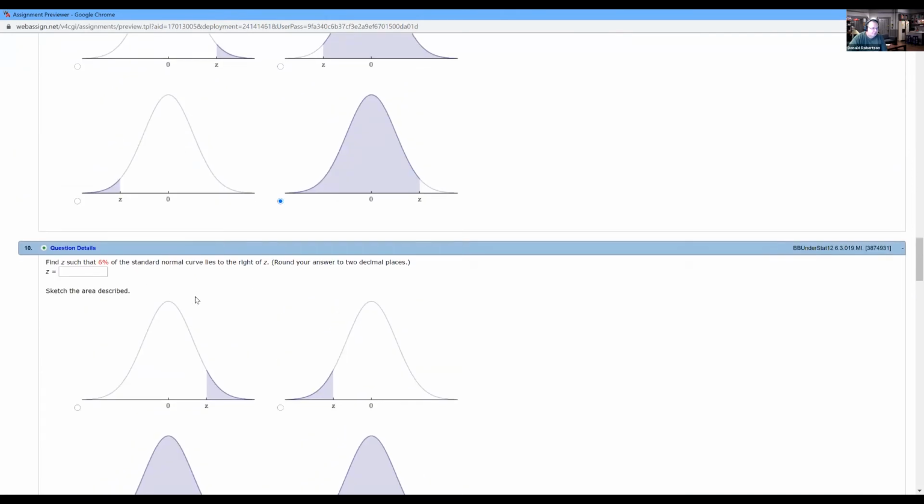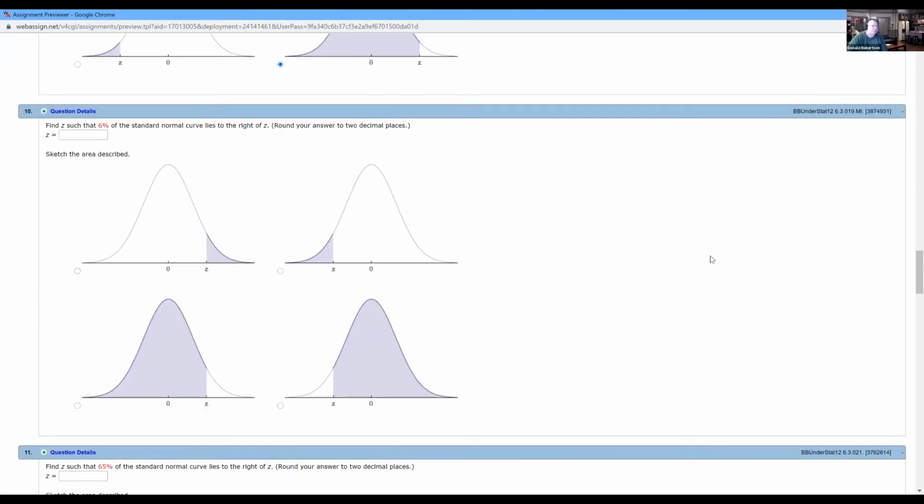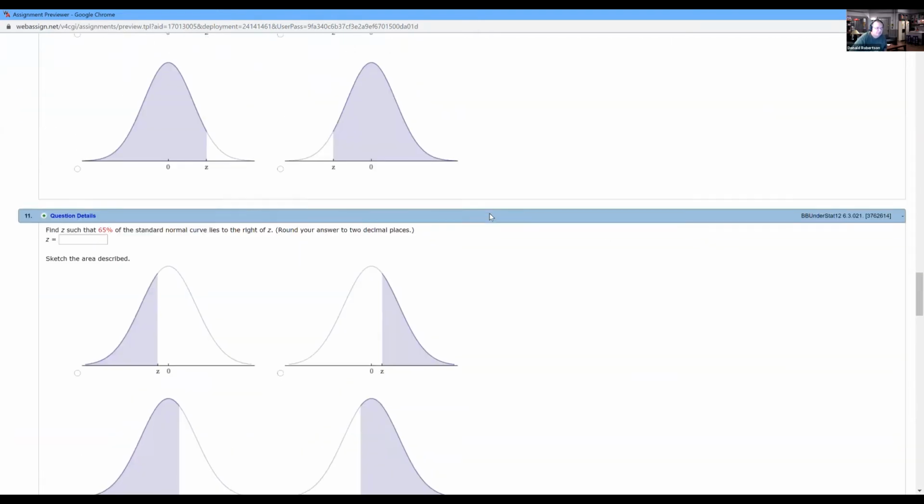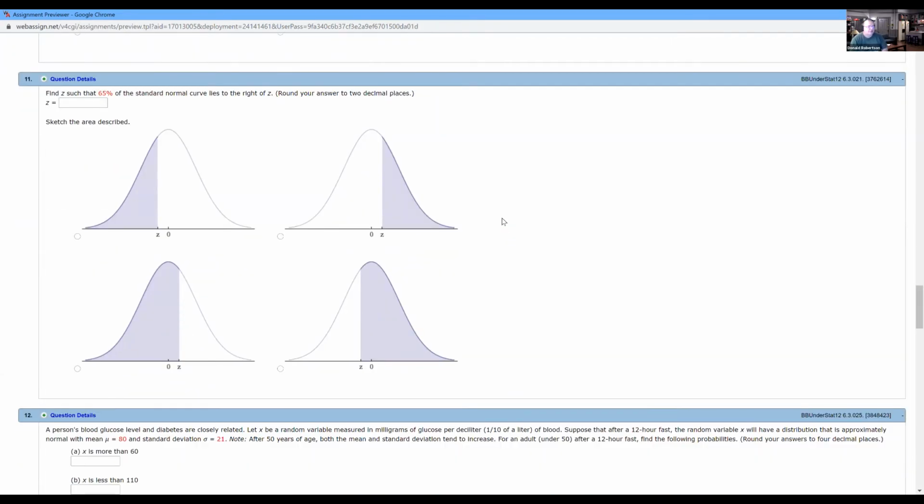So which one of these four pictures would be a z-score so that 6% of it is to the right? Actually, I just did that one. Let's do a better one. 65% of it to the right. Which one of those four pictures do you think would represent 65% to the right? The fourth one? I agree.